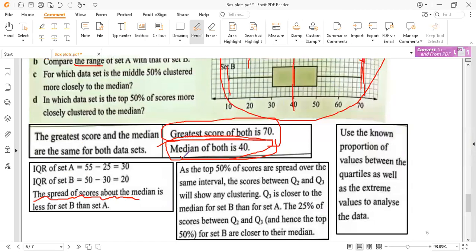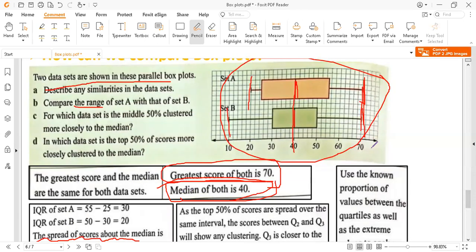So normally the range here, for example, 70 minus 20 is 50 for set A. For set B, we have 70 minus 10, which is 60. So the range of set B is greater than set A. It means that the scores are widely spread in set B more than in set A.